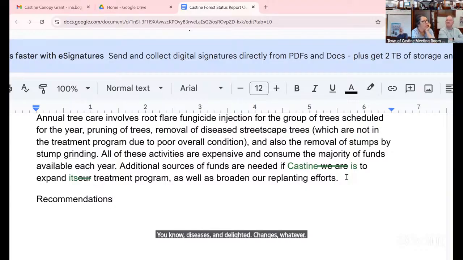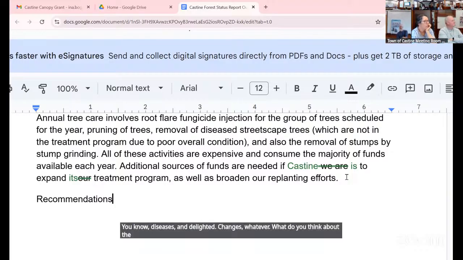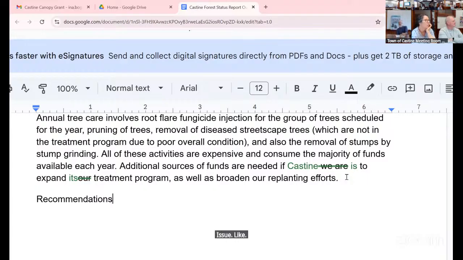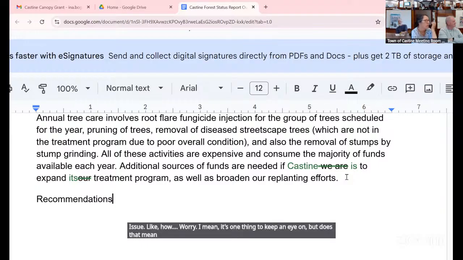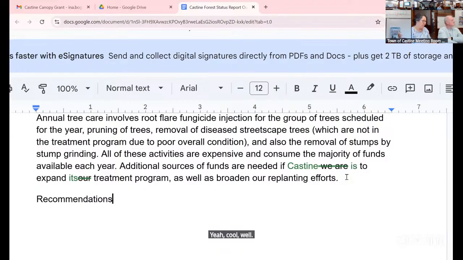What do you think about the oak wilt issue? It's one thing to keep an eye on, but does that mean we never plant oaks? No, I wouldn't say that. I've worked around it in the Midwest, and they had it. It was a problem, like Dutch elm, but it was isolated.